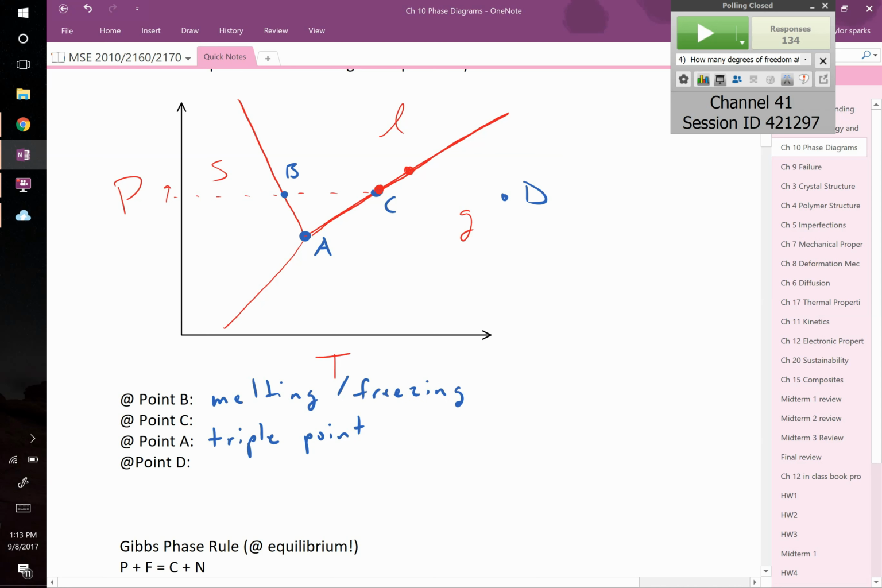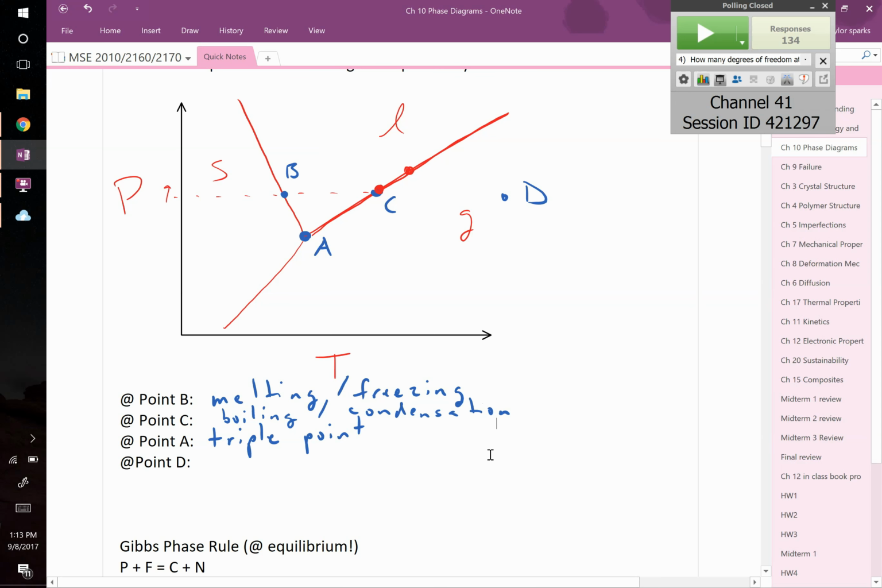What about point C? What do we call that? Evaporation or condensation. Yeah, we call that the boiling point or the condensation point. I don't know if that's what they call it, but let's call it the condensation point. What about point D? That's just a guess. We'll come back to point D in a moment. I'll tell you what we marked in just a moment.